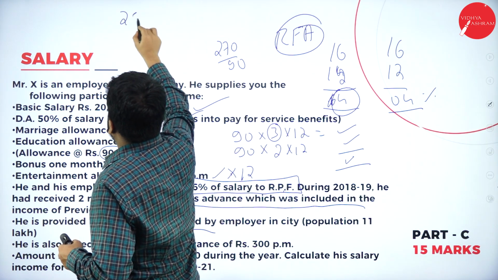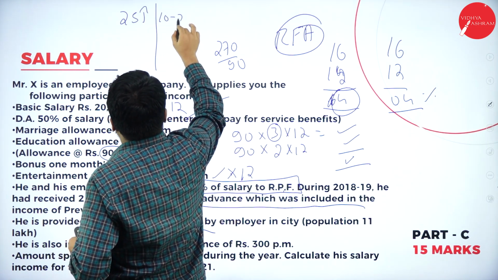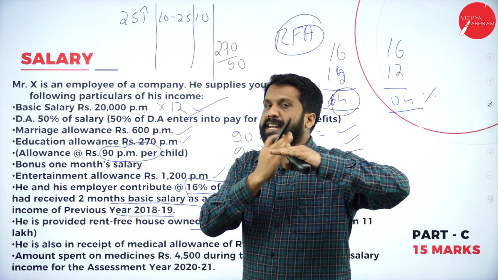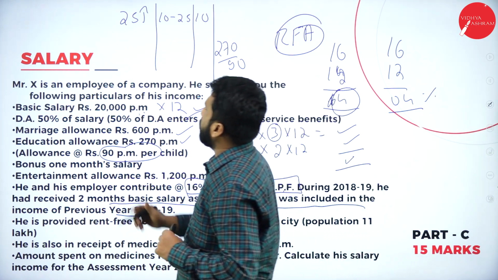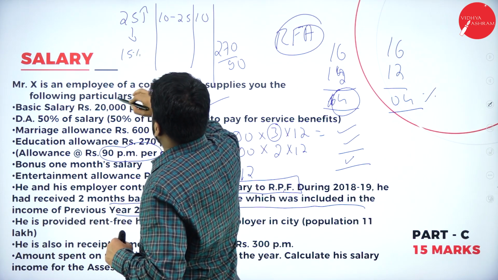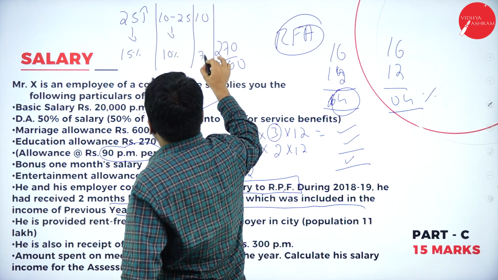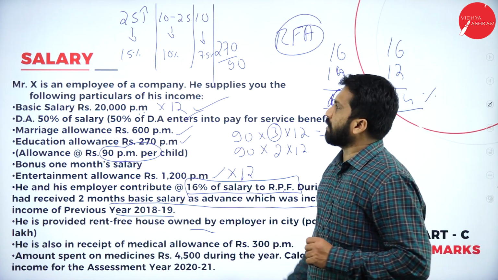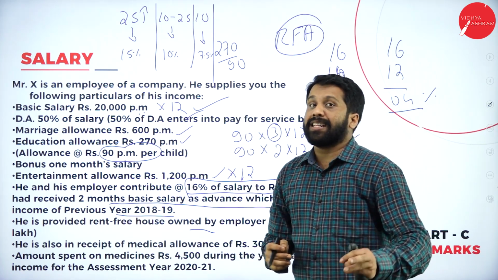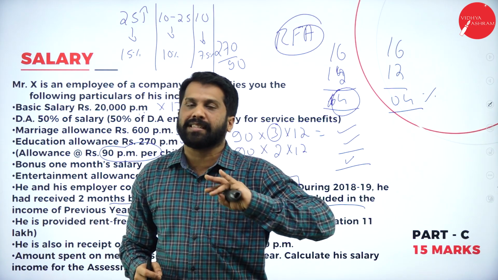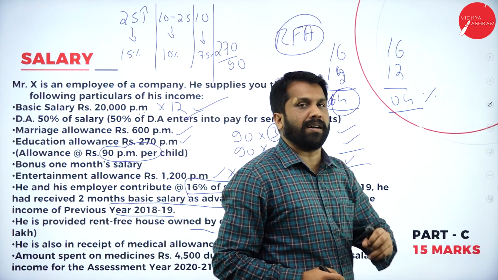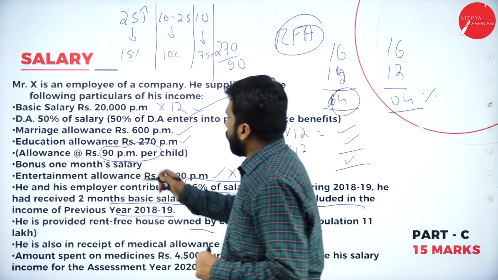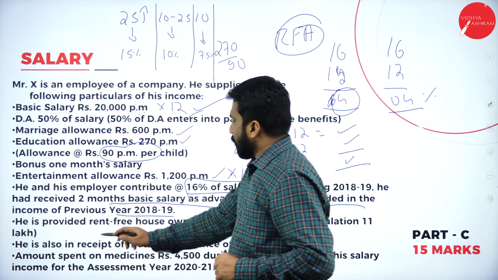Remember, if the population is above 25 lakh, 10 to 25 lakh, or below 10 lakh, the percentage will be 15%, 10%, 7.5% of actual salary, or salary plus all allowances excluding perquisites. Remember, salary plus all allowances excluding perquisites. Now add everything, then income from previous year is over.